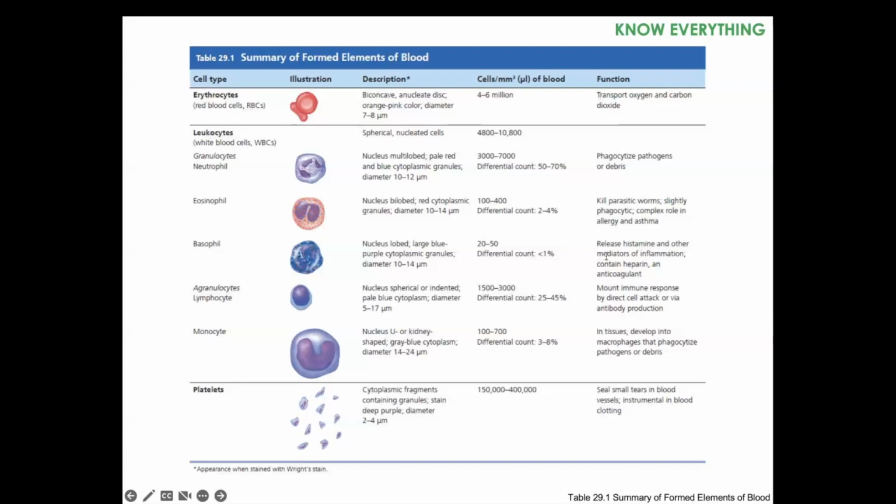The first agranulocyte is the lymphocyte. This is what you typically think of when we talk about our immune cell. They directly attack cells and produce antibodies in response to an infection. Monocytes are also agranulocytes and will develop into macrophages that will eat pathogens and debris. And then lastly, we have platelets that only function to plug tears in blood vessels by forming blood clots.